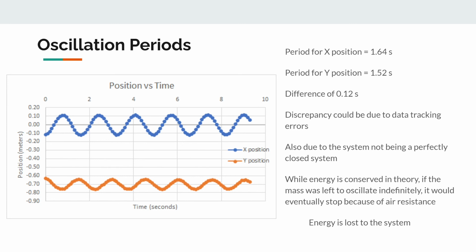This system is also not a perfectly closed system. While energy is conserved in theory, if the mass was left to oscillate indefinitely, it would eventually stop because of air resistance, and it would just come to rest because energy is lost from the system. It doesn't mean that the energy principle is violated, it just means that the energy is going somewhere else. It's leaving this system into a new system.